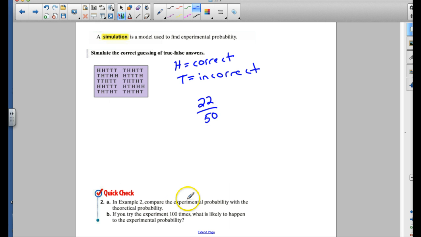Now it says in example 2, compare the experimental probability with the theoretical. Now, if it's a true or false question, what's the chance of getting it right? Theoretical would be 1 out of 2. So our experiment means that we did worse than we thought we would. If you try the experiment 100 times, what is likely to happen to the experimental probability? If you kept going with more and more examples, this experimental probability is going to get closer and closer to 1/2. In other words, sometimes you're going to get more than 50%, sometimes less than 50%. By the time it's all done, it should get closer and closer to the 1/2.